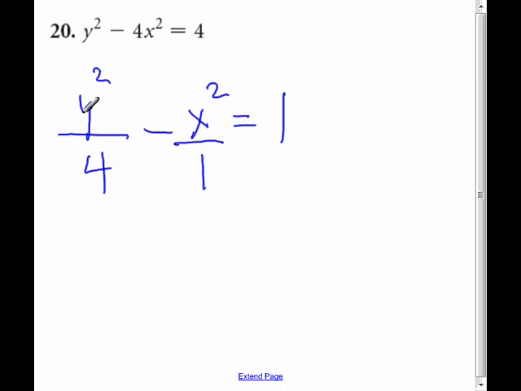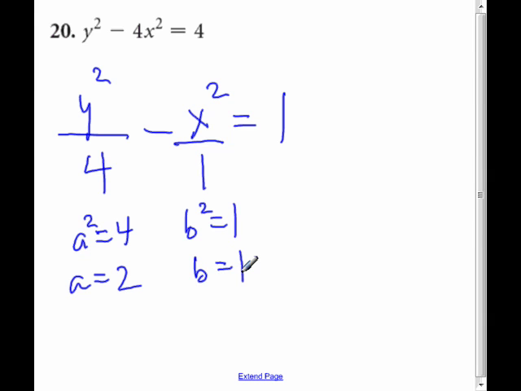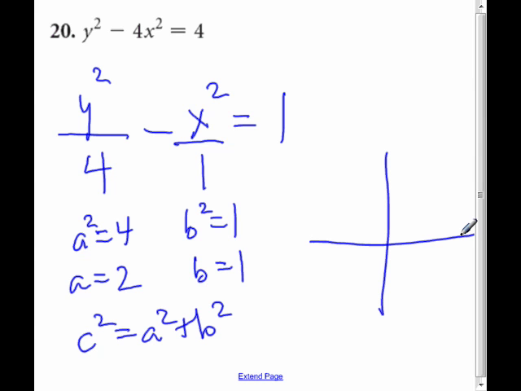This time my y value is first, therefore the one underneath that is a squared. So a squared is 4, making a 2, and here b squared is equal to 1, making b 1. And then I can follow the same pattern, do c squared is equal to a squared plus b squared, plug in my a's and b's, find c, and then graph my hyperbola. In this case, since y squared is first, my hyperbola will be coming like that. So the axis of symmetry will be the y-axis instead of the x.